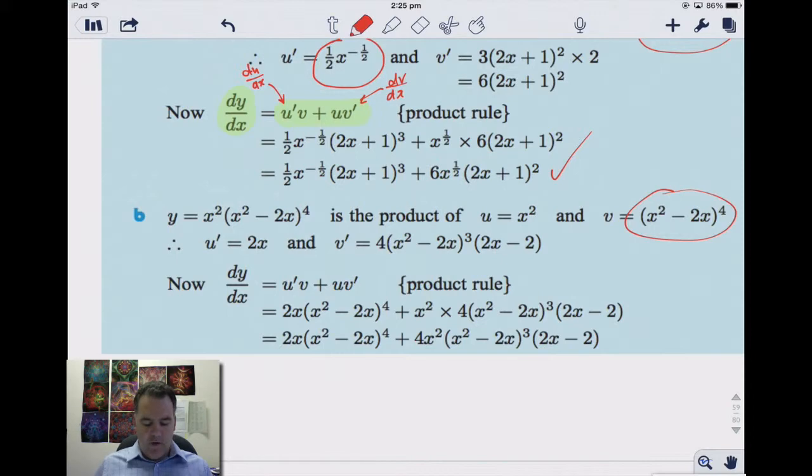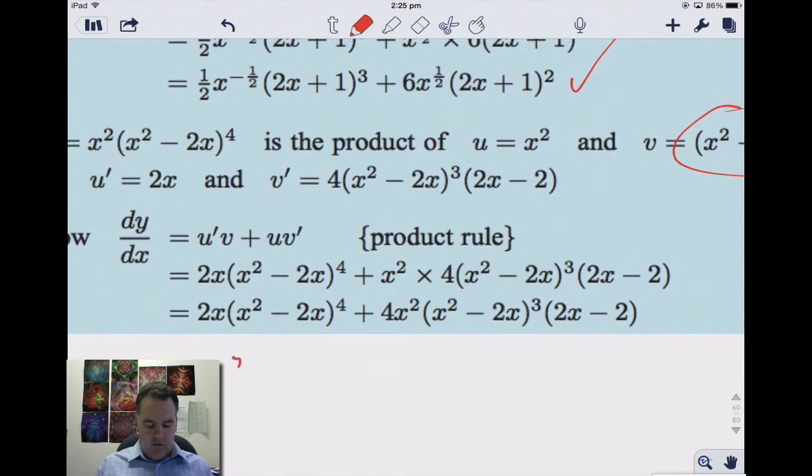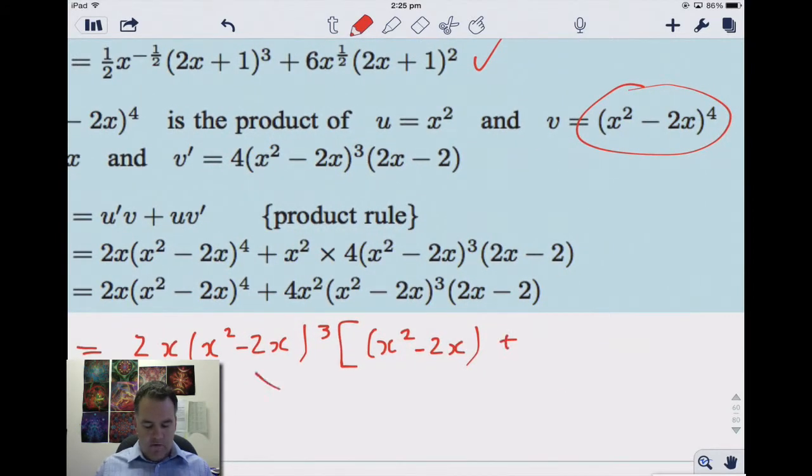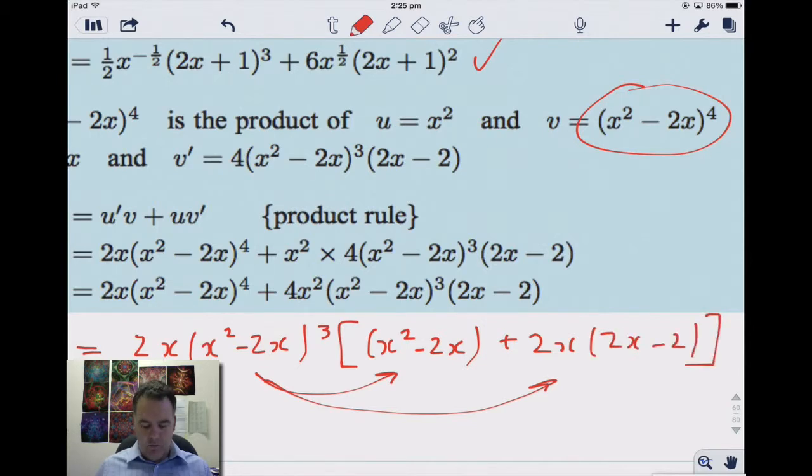I would go a little bit further here and take out the common factors. So here the common factor on each is 2x, and we've got x squared minus 2x cubed. Okay, so that times by x squared minus 2x will give us the first term, and all of this times by 2x minus 2 will give us the second term, won't it?